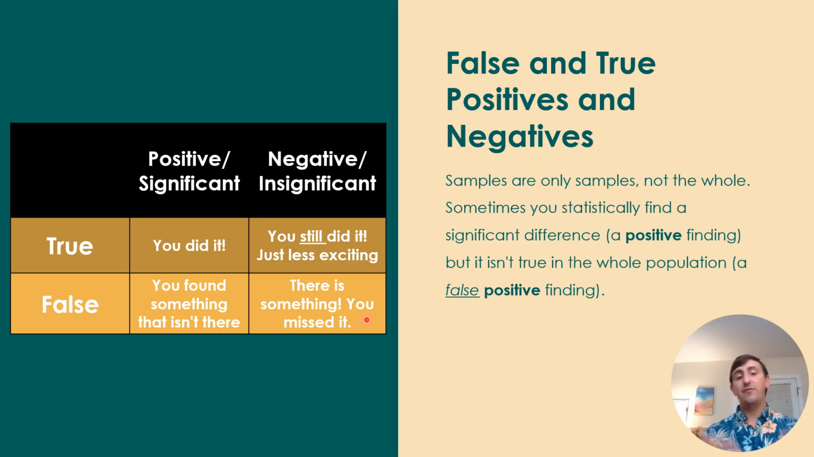So a false negative might be something like, well, I think that average height correlates with average number of fillings in people's teeth. And then you go and do your research and find out that there's no correlation between height and number of fillings people have in their teeth. But a false negative means there actually is a correlation. You just missed it in your sample.